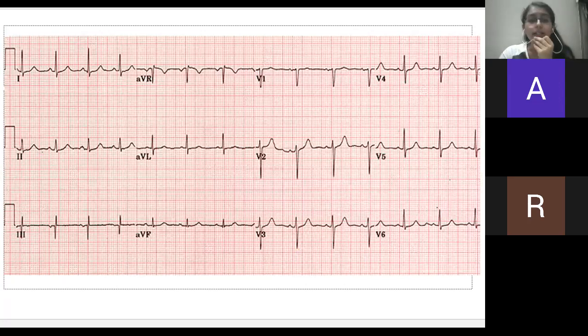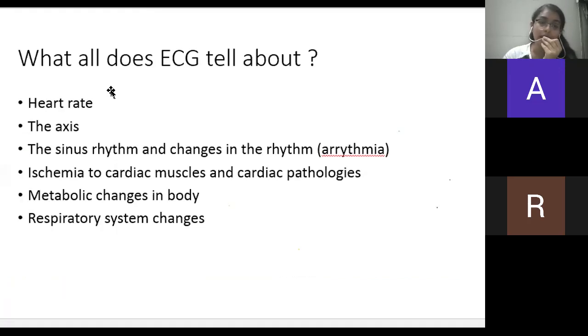Okay. Now, what does ECG tell you about? What are all the things that you have to see in an ECG, or what information does ECG give you about the patient? One, it will tell you the heart rate of the patient. Then it will tell you the axis. What is this axis? Axis is the total electrical flow in the heart, from where to where it is going. It is an addition of all the vectors that I showed you earlier.